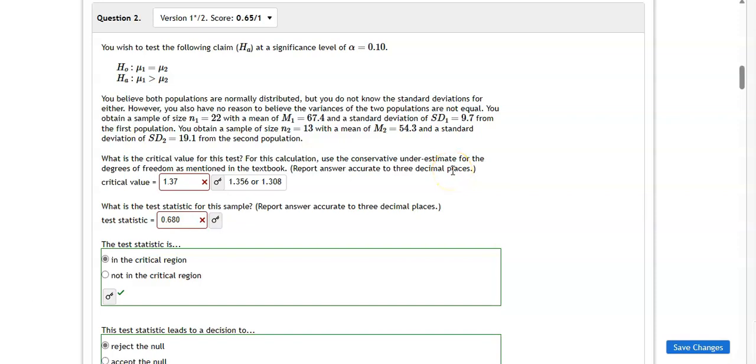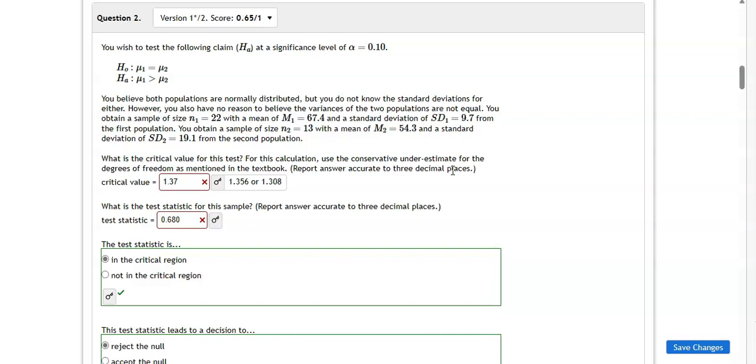Okay, so let's take a look here. So we have a hypothesis test we're doing with alpha equal to 0.10. Our null is that the two means are equal, and our alternate is that mean 1 is greater than mean 2. We believe they are normally distributed, but we don't know the standard deviations. We also have no reason to believe the variances of the two populations are not equal.